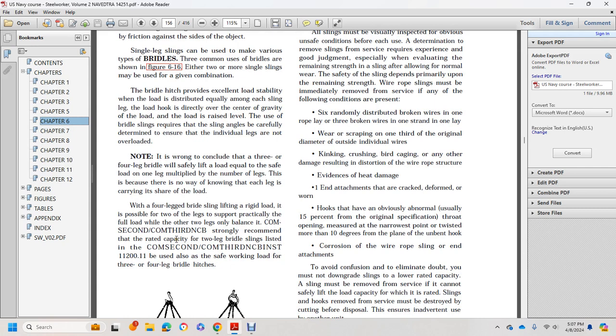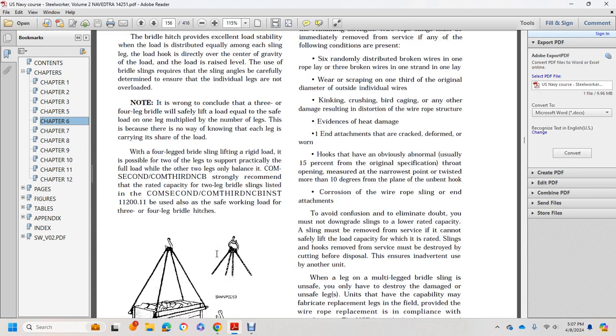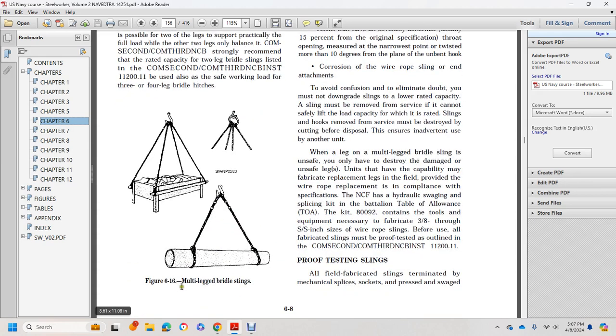With 4-legged bridle slings lifting a rigid load, it is possible that 2 legs support practically the full load while the other 2 legs only balance it. It is strongly recommended to use the rated capacity of the 2-leg bridle system listed within COMPUSEC 11211B as the safe working load for 3 or 4 leg bridle hitches. Figure 16 shows multiple leg bridle slings.